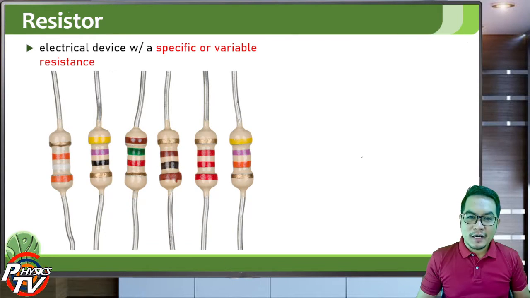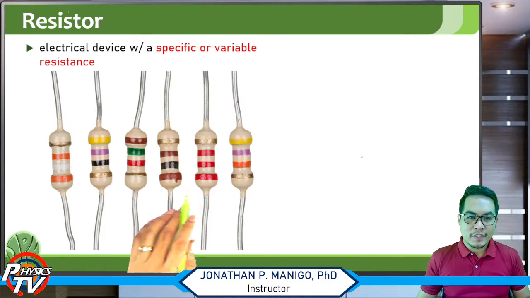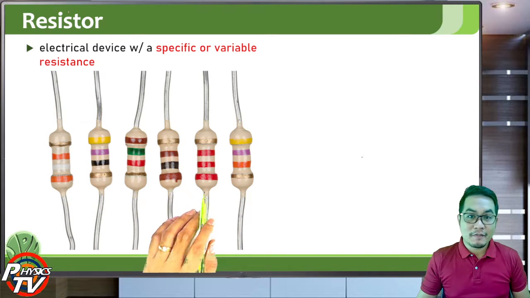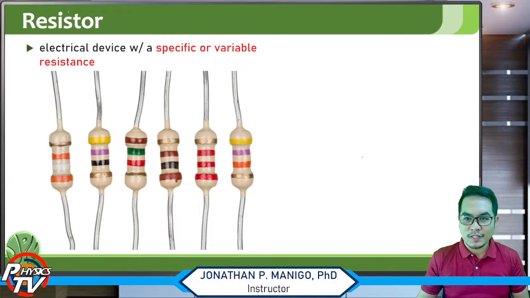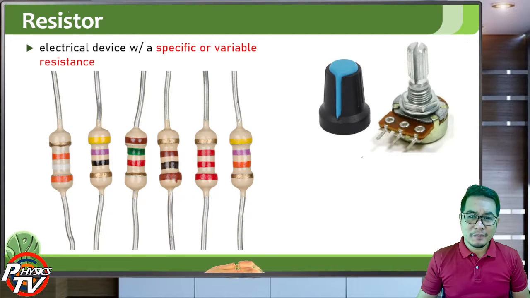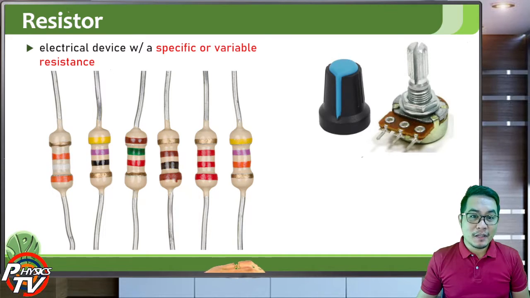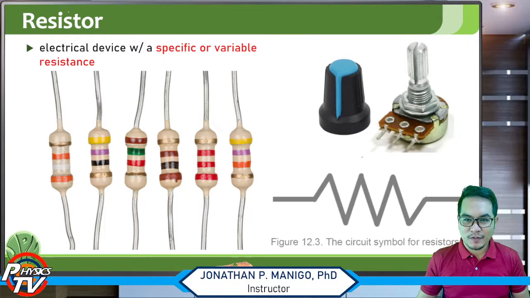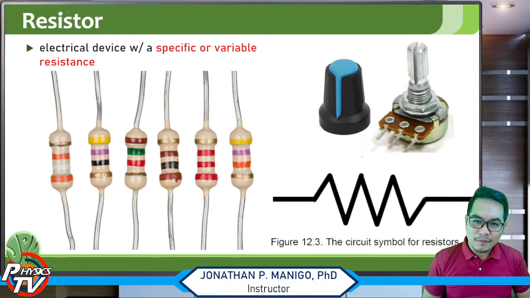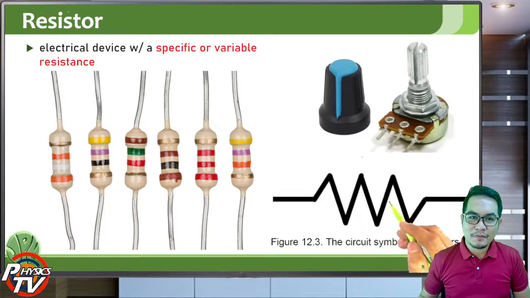You may have encountered different types of resistors. Resistors like this have a fixed resistance depending on their colors. There are also variable resistances. The knobs in your speakers or the ones that control the brightness of your lights or lamps are basically variable resistors. The circuit symbol for a resistor is a zigzag line.